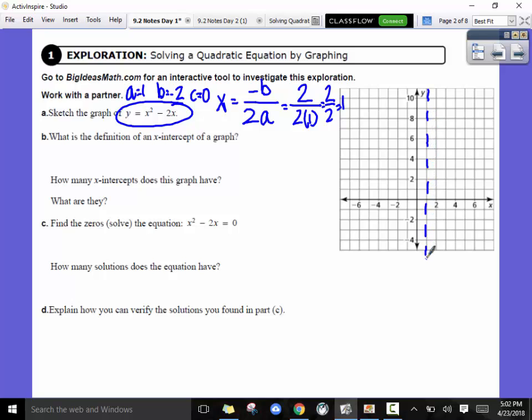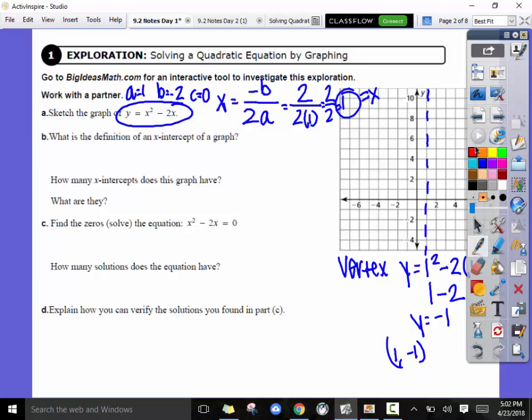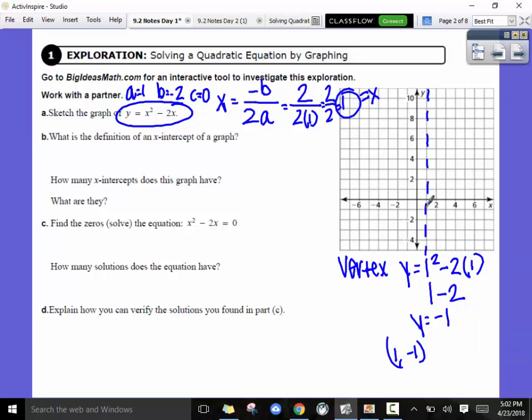Okay, then I'm going to go find the vertex by taking 1 and plugging that in for x into my equation. So y equals 1 squared minus 2 times 1. 1 squared is 1, minus 2 times 1 is 2, negative 1. So y equals negative 1. So then it tells me my vertex is at 1, negative 1. I'm going to switch colors here. So 1, negative 1, right there is my vertex.